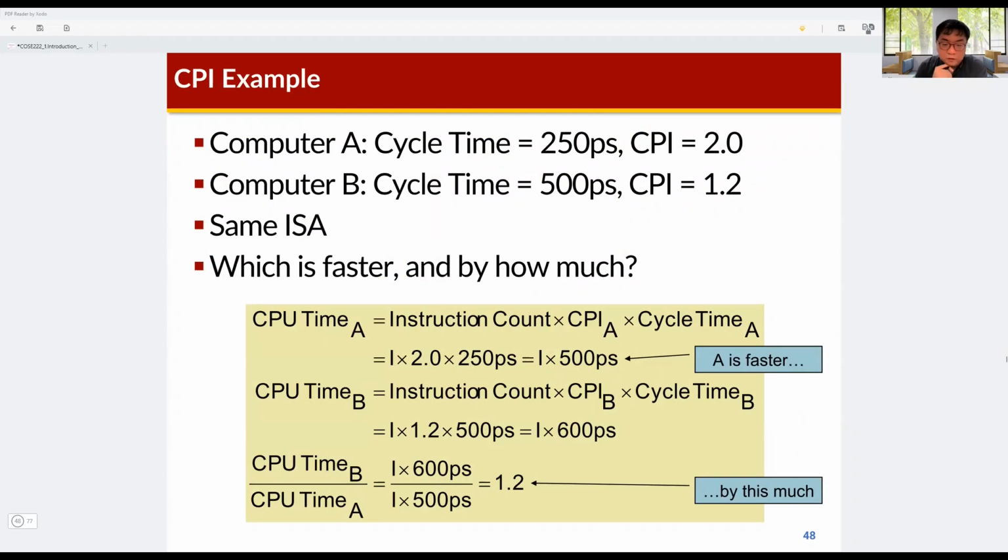So this is an example. This example shows that for computer A, the cycle time, the clock period, is 250 picoseconds and CPI is 2.0. For B, it is 500 picoseconds and CPI is 1.2. The same ISA. Which is faster?